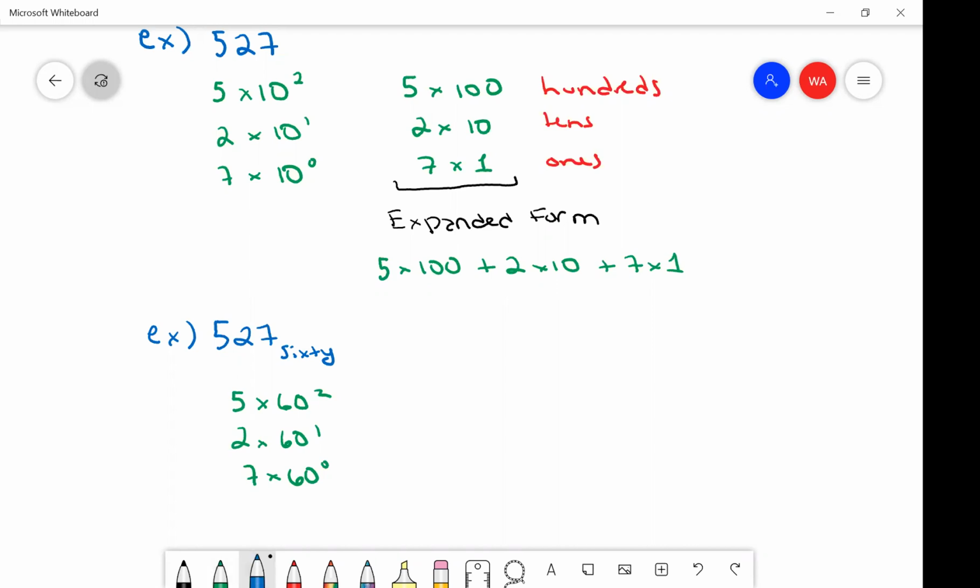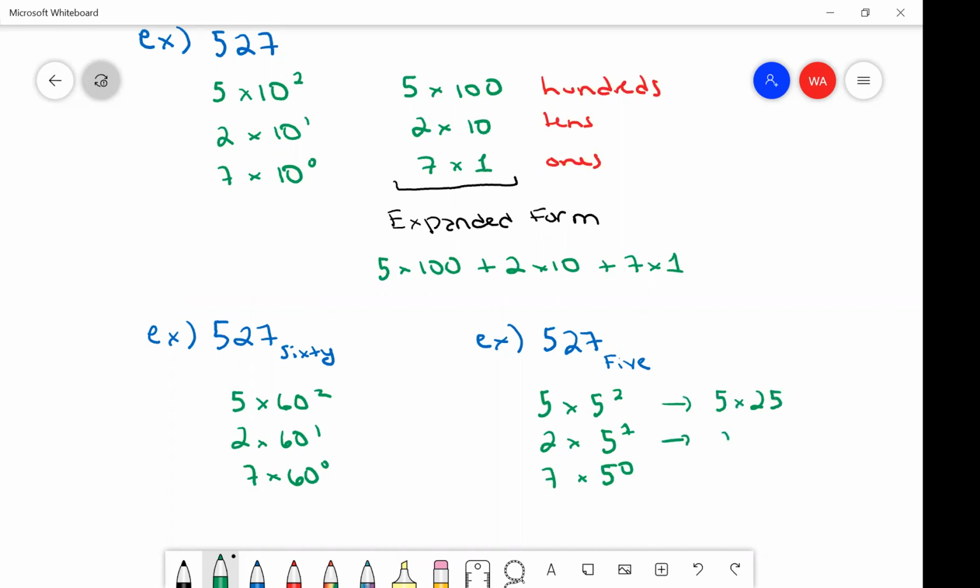So let's just do a nicer, smaller number system. Let's say 527 in the base 5 number system. That means if I wanted to know what that is in our number system, I could work out 5 times 5 squared, 2 times 5 to the 1, and 7 times 5 to the 0. Okay, so 5 squared is 25. 5 times 25, that's 5 quarters, which is 125.